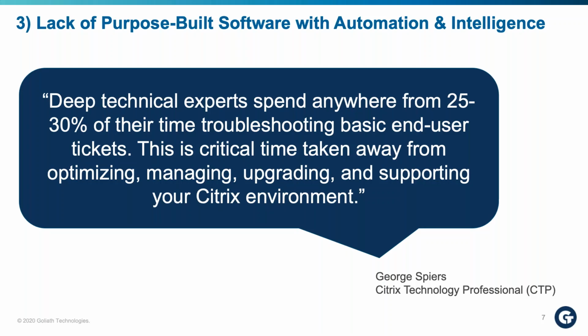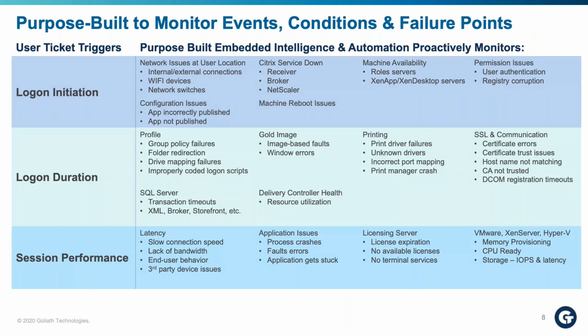So when you look at these challenges, the question really becomes, how do I overcome them? You're probably saying, I know the challenges, Stacey, but what's the solution? The solution is really to have purpose-built technology with embedded intelligence and automation. What that means is take where most of your end user tickets and complaints come from. They're probably in 3 categories. That's what we find: log on initiation, log on duration, and session performance.